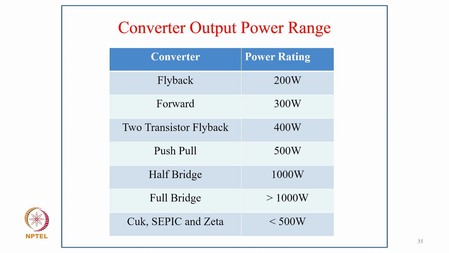Up to 100 or 200 watt we use flyback, then for 300 watt we prefer forward, then we use two transistor flyback up to 400 volt, then push pull at 500 watt, then half bridge at 1 kilowatt and full bridge above 1 kilowatt, and the Cuk, SEPIC and Zeta converters we typically use up to less than 500 watt.